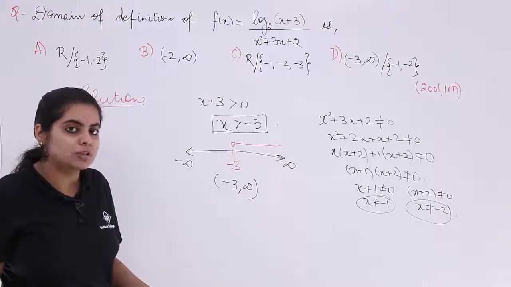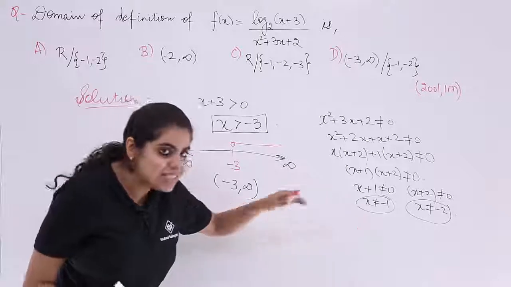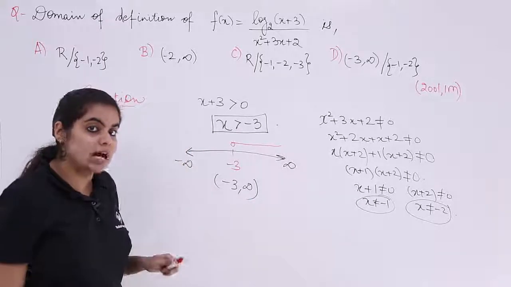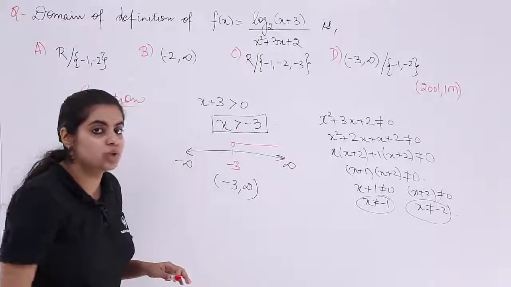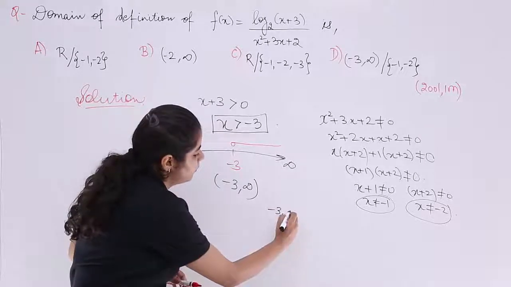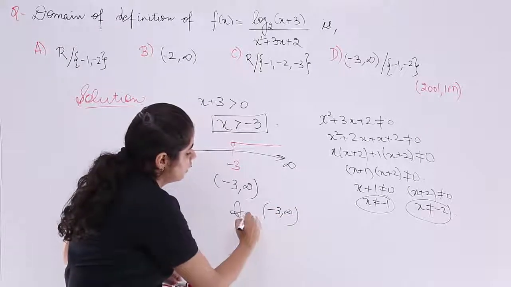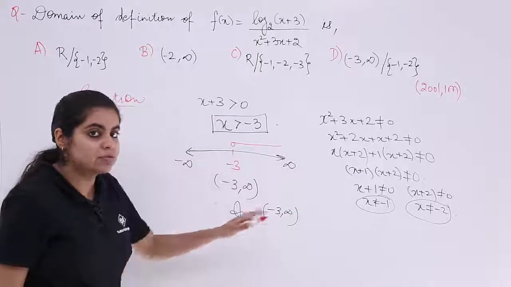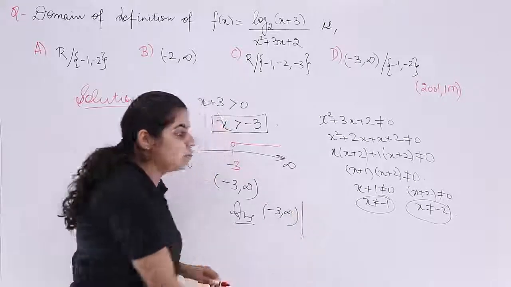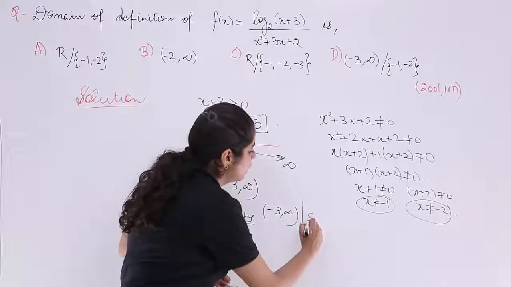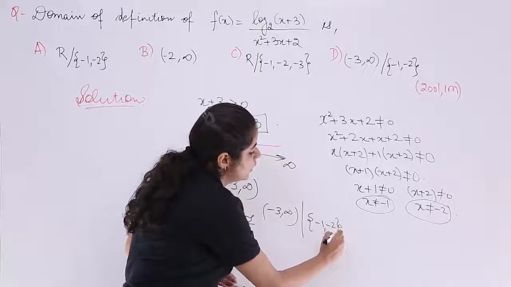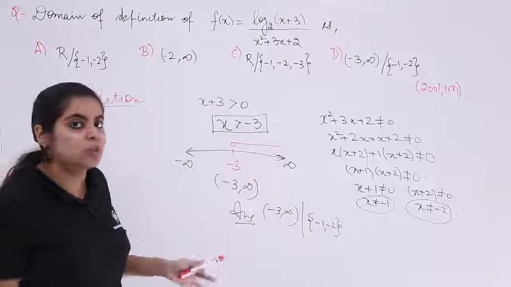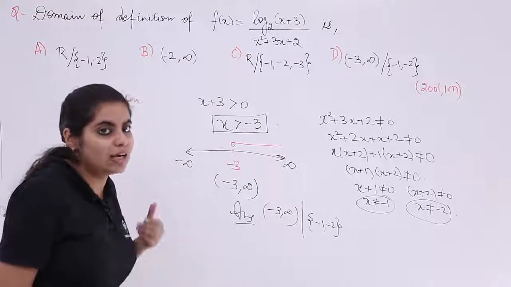Which option, out of combining these 2 conditions, gives me the answer as minus 3 to infinity in the numerator, and what is excluded from the denominator? Minus 1 and minus 2. So this is the answer. Let's check which option matches.